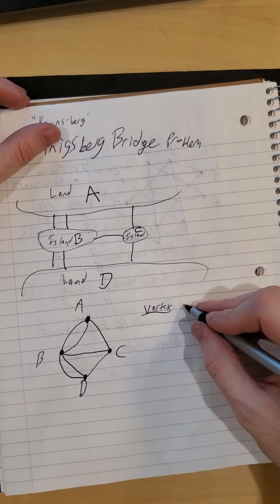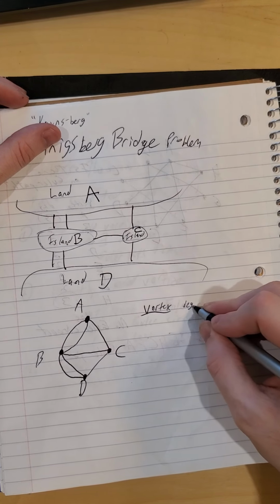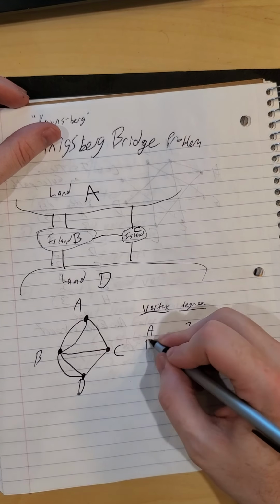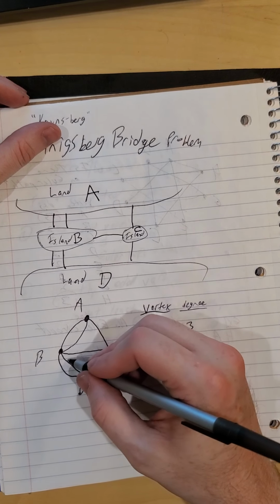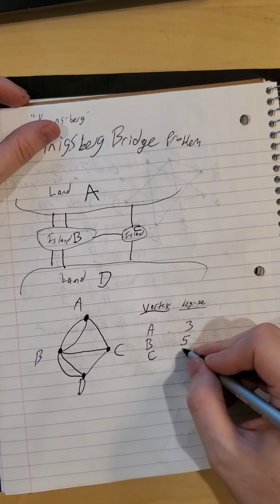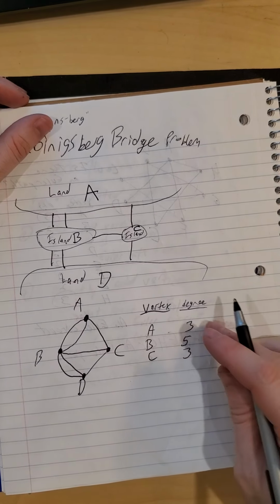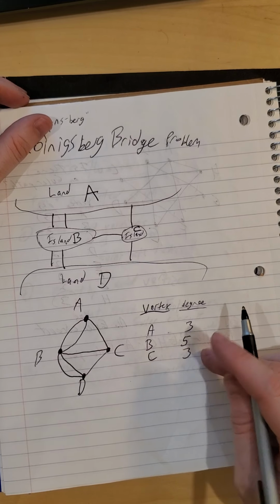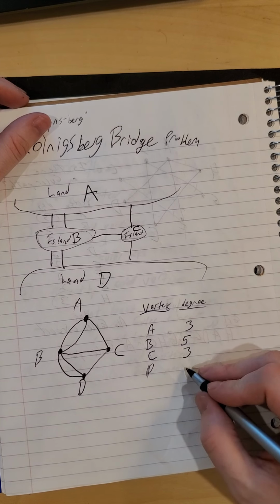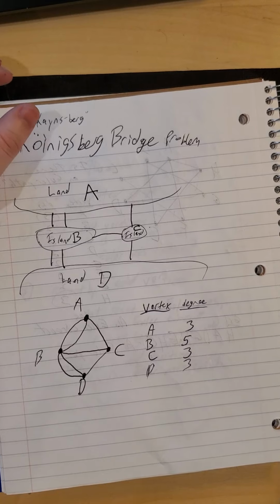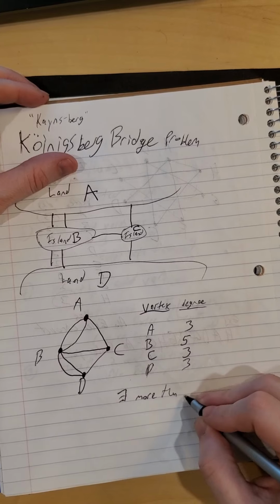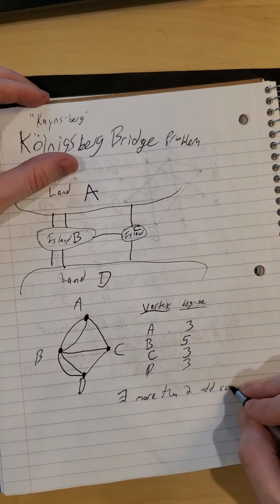No, we just need to list each vertex and the degree. Vertex A, degree 3. Vertex B, 1, 2, 3, 4, and 5 there. Vertex C, degree 1, 2, 3, and already we see we're in trouble. We have more than 2 odd degrees. Vertex D happens to be another one, degree 3. So there exists more than 2 odd vertices.